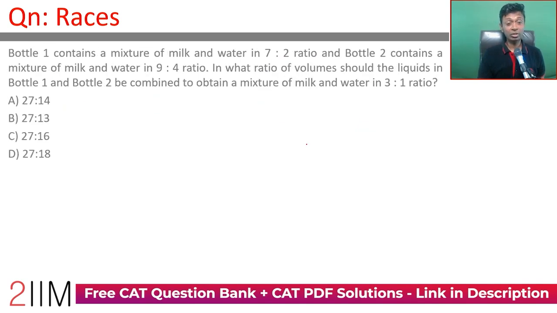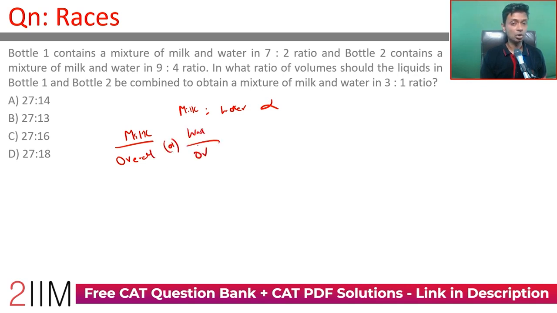Bottle 1 contains a mixture of milk and water in the ratio 7:2, and bottle 2 contains a mixture of milk and water in the ratio 9:4. In what ratio of volumes should the liquids in bottle 1 and bottle 2 be combined so that the mixture of milk and water is 3:1 in the final combination? The key thing in all of this, don't track milk to water ratio. Don't track this.